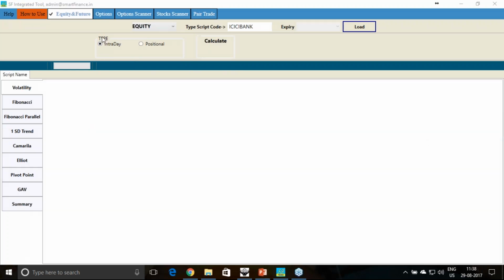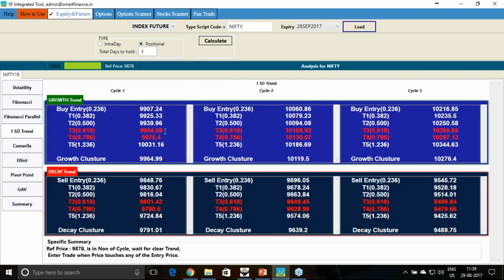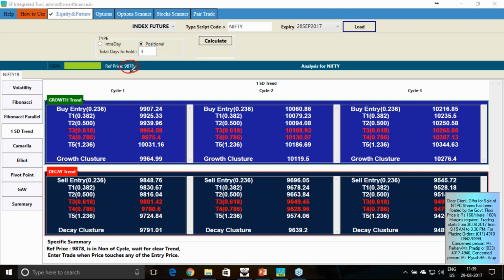You go for the index future, Nifty, and we are selecting the 28th September. I'll load the data and take positional option. For 3 days I'm going to calculate the levels. By default it is the GAV analysis, but GAV analysis doesn't have positional, so I'll just take any one study that has the positional studies. One standard deviation says that currently you are at the 9878 level. This is the level you are trading now, 9878.